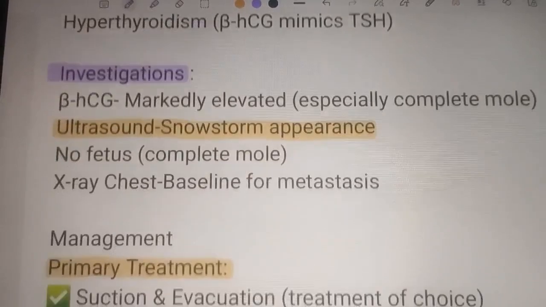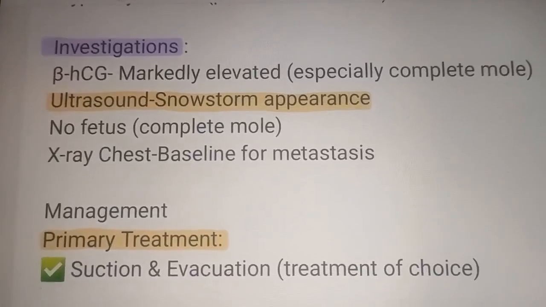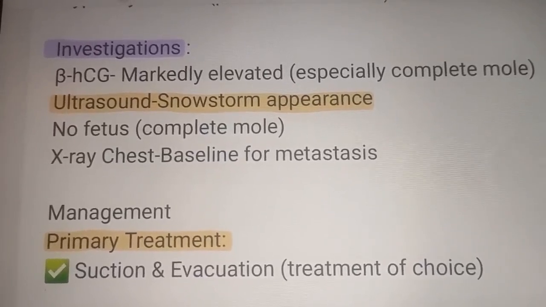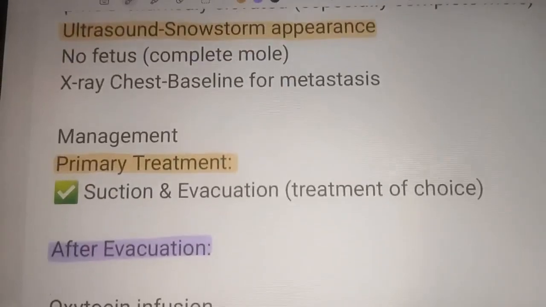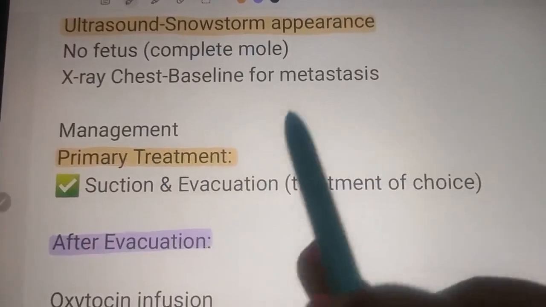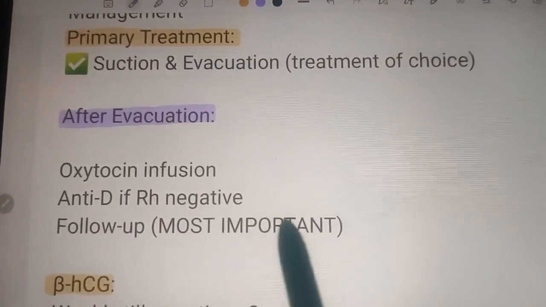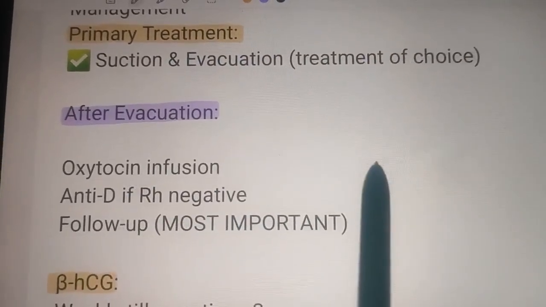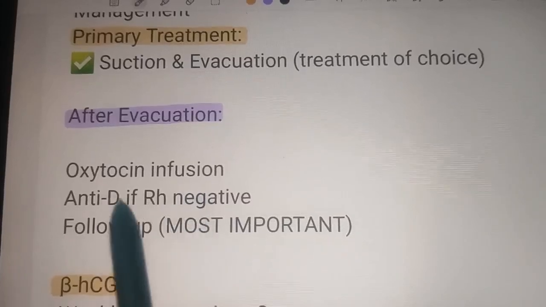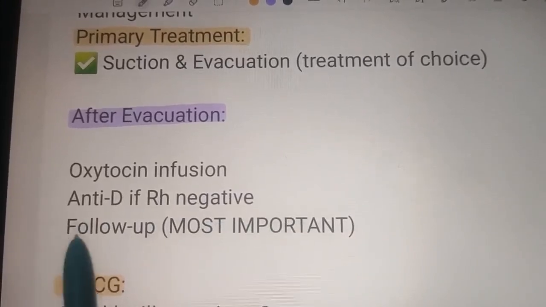Now comes to investigation. As we studied, there will be elevated beta HCG. On ultrasound, snowstorm appearance is seen. In case of complete mole, there will be no fetus, and on chest X-ray, there is baseline for metastasis. Now comes to management. Primary treatment for this is suction and evacuation, and after evacuation we infuse oxytocin for more contractions, and in case of Rh negative pregnancy we give anti-D.